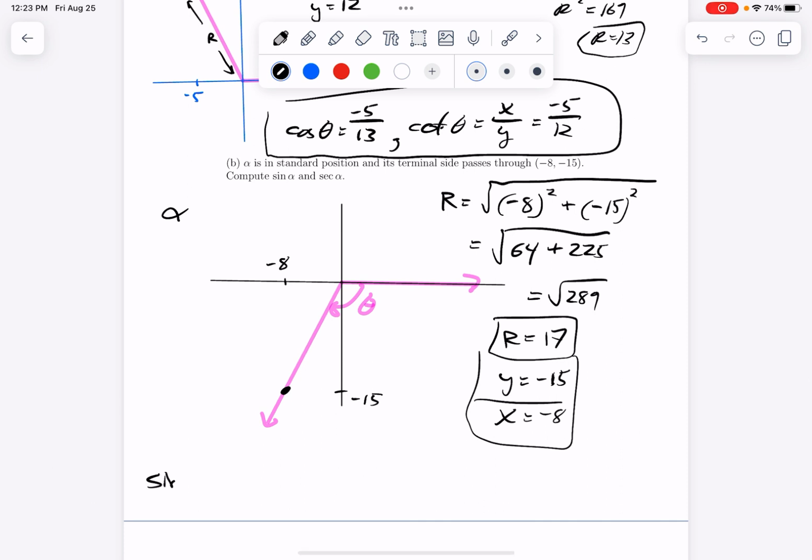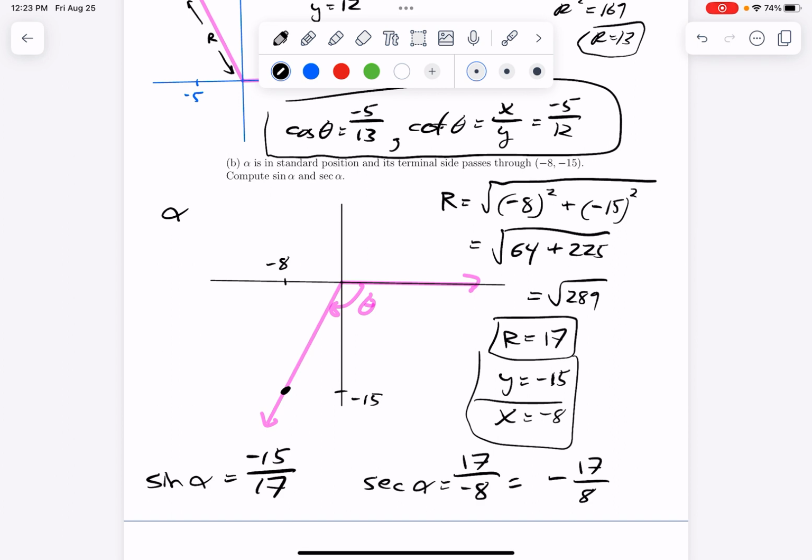Sine here, ordinarily sine is the y coordinate, but that's only on the unit circle. So here, sine of alpha is the y coordinate divided by r. And secant was r over x, which is 17 over -8. And typically, we don't like negatives in the denominator. You can just pull that out. So for these problems, you need to do a little bit of extra work to compute r, but all of the information is available to you.